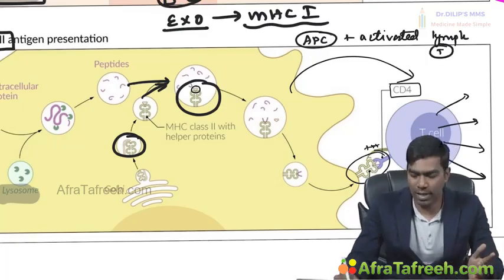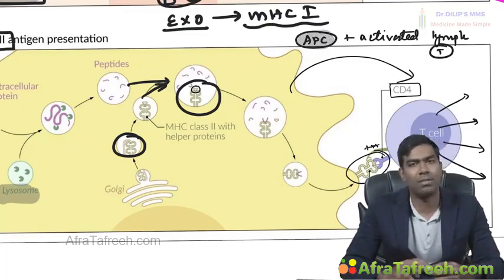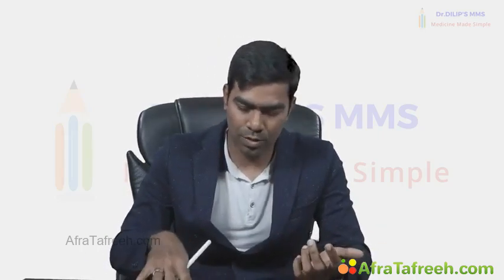So these are the places. But in the exam, typically they will ask you about the APCs, antigen presenting cells. Professional APCs are macrophages and dendritic cells. These are the ones that very typically contain MHC class 2. Apart from these, activated T lymphocytes also contain MHC class 2.